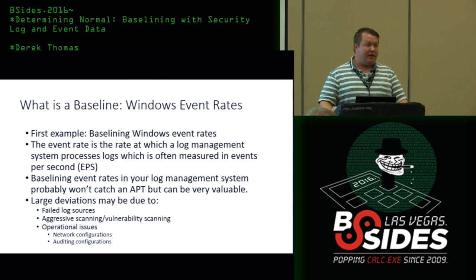So we're going to start with the Windows event rate. Windows event rates are really exactly what it says, the quantity of events that are coming in. So it's often measured in events per second. We aggregate events every 5 minutes, could be events per hour, per day, whatever you want.